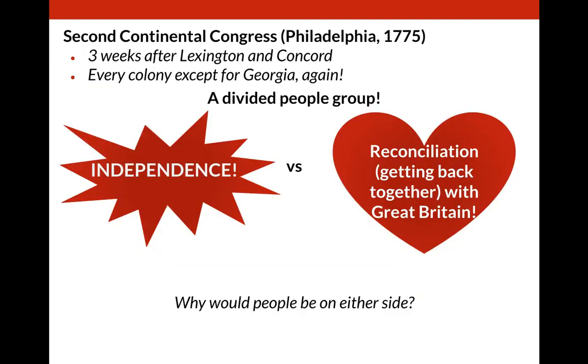Because we see the glimpses of fighting, we gather up again. So 3 weeks after Lexington and Concord, the colonists gather again. So everyone sends representatives, everyone except for Georgia again, sends a representative, and they meet up in the Second Continental Congress. This is also meeting up in Philadelphia, and now we're in 1775.